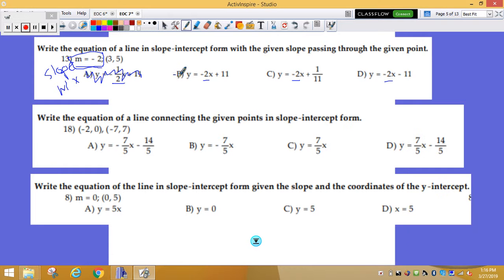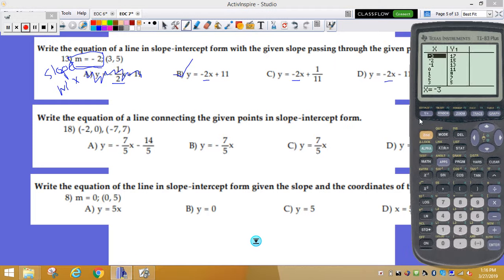3, 5. Let me show you one that's wrong. We got lucky on all these. They're all the first answers I'm using. If I did negative 2x plus 1 over 11, if I typed in C and hit second graph, if I go down to 3, I got negative 5.909, so that is wrong. Okay. All right, let's do this one.